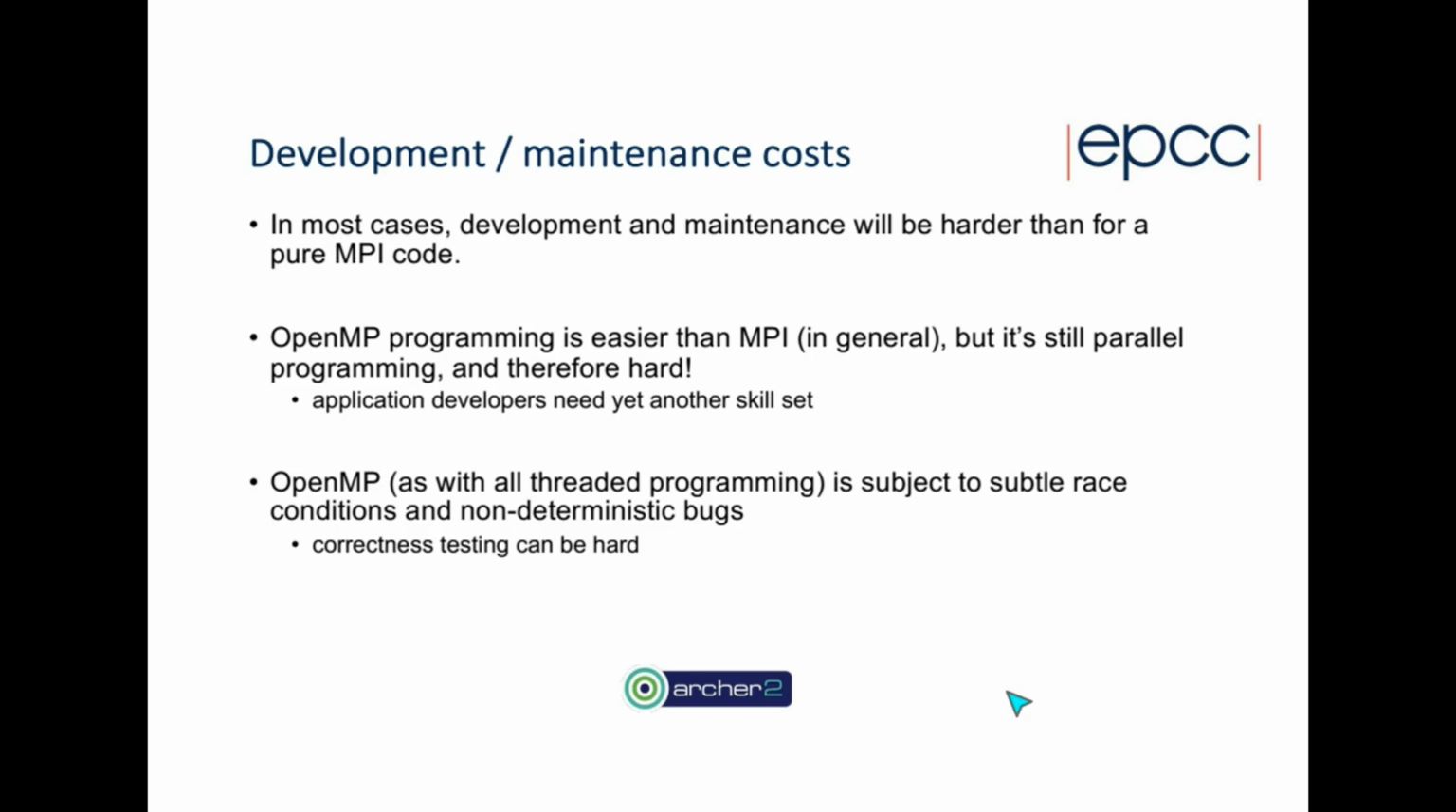And as you're well aware, OpenMP, as with all threaded programming, has potential problems with race conditions, non-deterministic bugs, and correctness testing can be hard. You can have non-determinism in MPI as well, but it's typically more constrained, easier to diagnose, and harder to do in the first place than it is in shared memory.